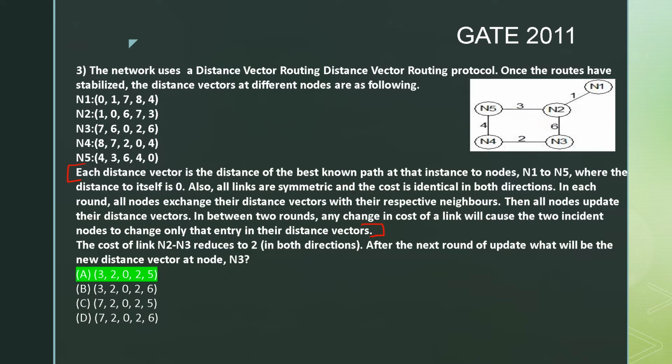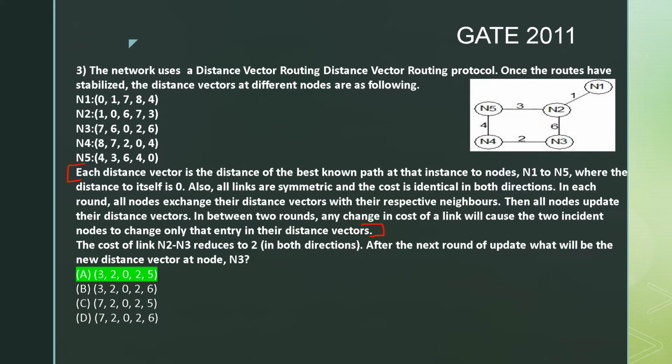In each round, all nodes exchange their distance vectors with their respective neighbors. Then all nodes update their distance vectors. In between two rounds, any change in cost of a link will cause the two incident nodes to change only that entry in their distance vectors. That means a distance vector is the best path or shortest distance from each node to every other node, and the cost is identical in both directions.